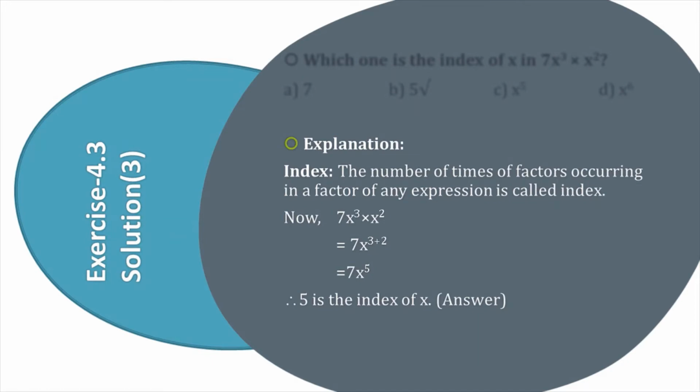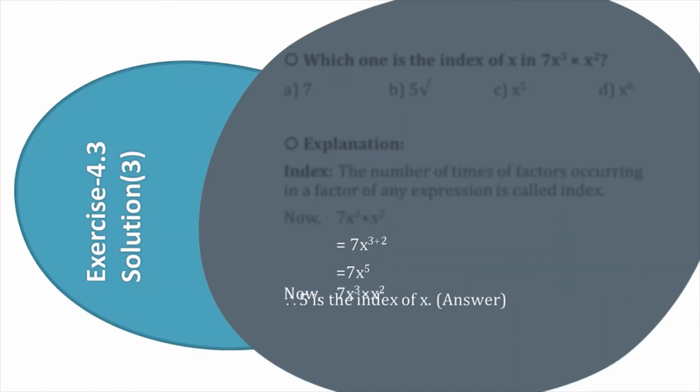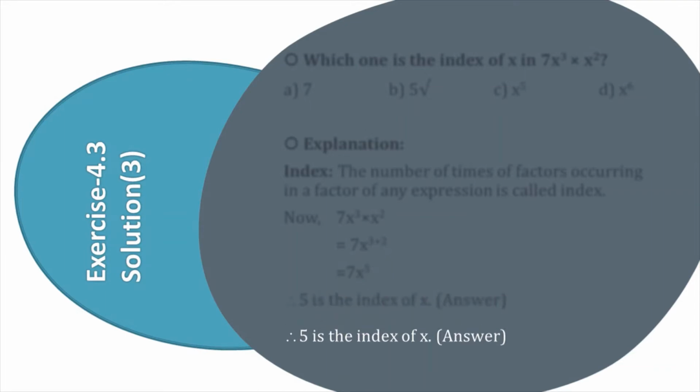As you can see, the important definition: index, the number of times of factors occurring in a factor of any expression is called index. As you know, with the same variable, and if it is multiplication, the power will be added. Then we can get 7x to the power 3 plus 2, that would be 7x to the power 5, and 5 is the index of x. That is the desired answer, my dear.